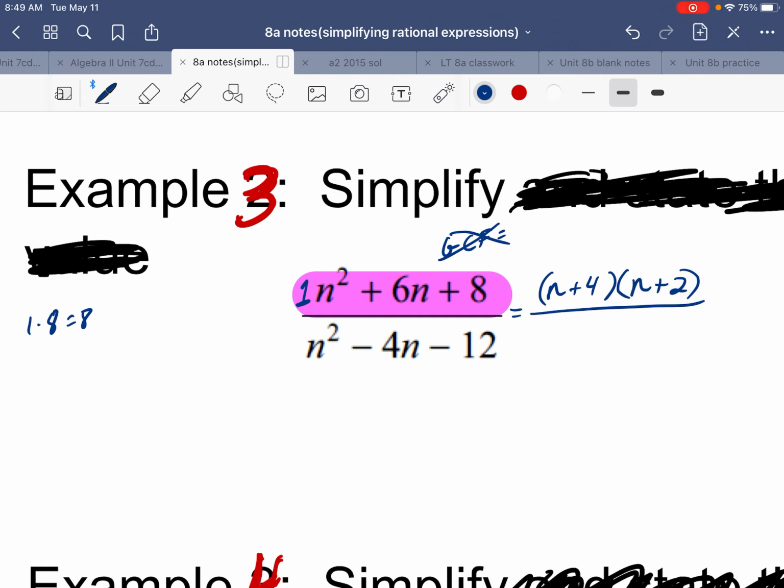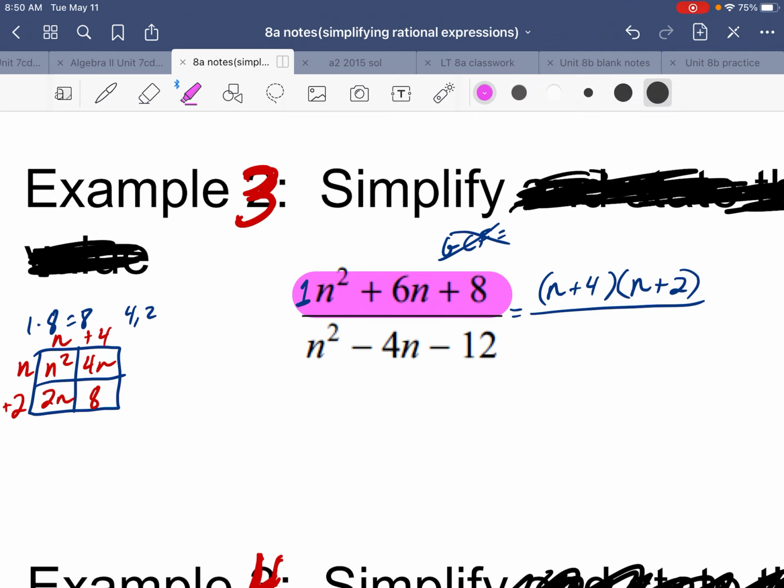If you don't really like that, you can absolutely do the Punnett Square. It still would be 4 and 2 multiplied to 8 that add up to 6. You can certainly put those in quick. A term, C term, bottom right, 4n, 2n. Take out your greatest common factor of each row and each column, and you'd have n plus 4, n plus 2. So we already have that. In the denominator, again, I'm looking at, is there a greatest common factor? No.